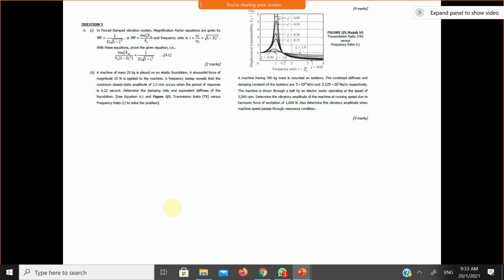Also determine the vibratory amplitude when the machine speed passes through resonant condition. Alright, so which condition number is this? He wants to get XSS, X steady state. So which condition number is this?